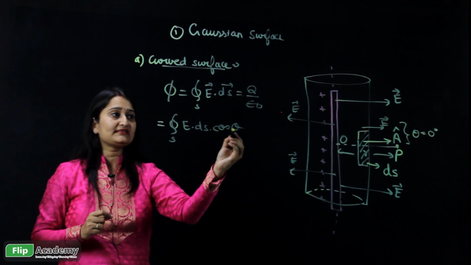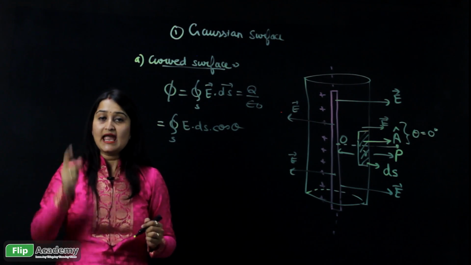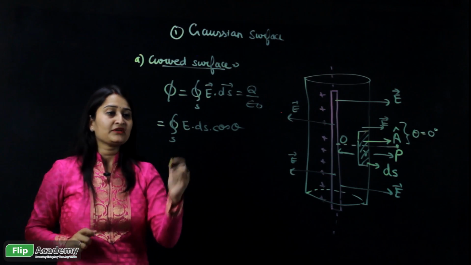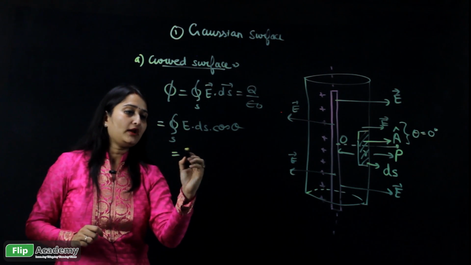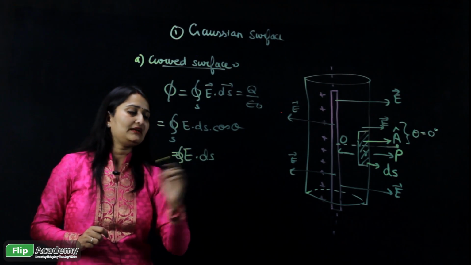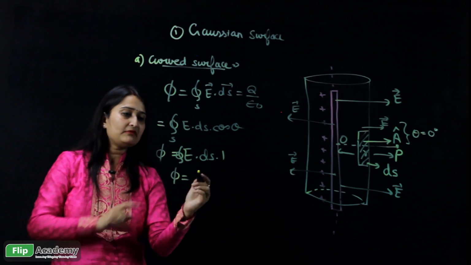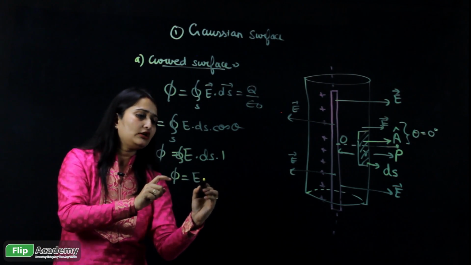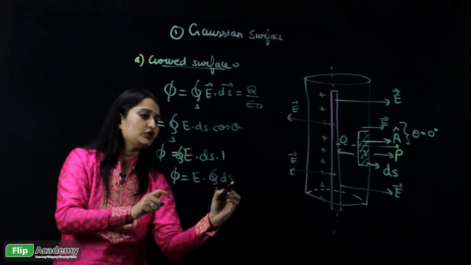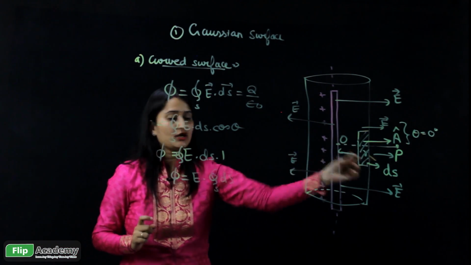Instead of cos theta, you are going to put cos 0 degrees, and cos 0 degrees is 1. So in this condition, your answer is the closed integral of E dot ds times 1. This is the flux. Now, if we move this closed integration towards the portion that is ds, ds is the cross-sectional area of this smaller portion.